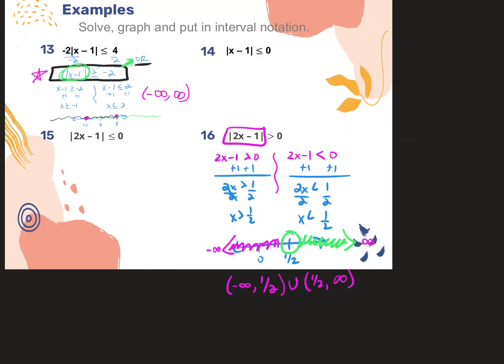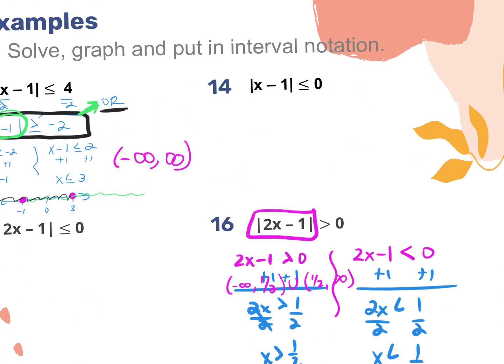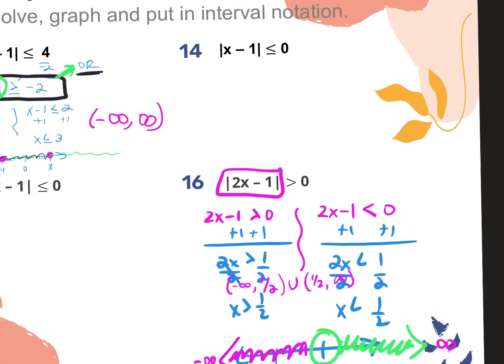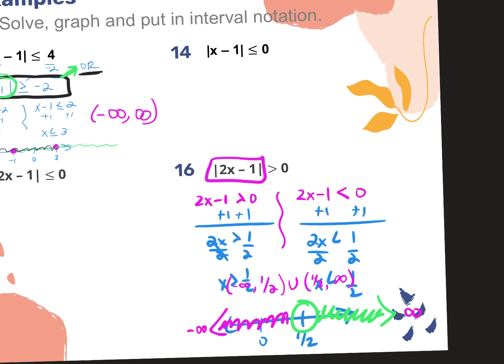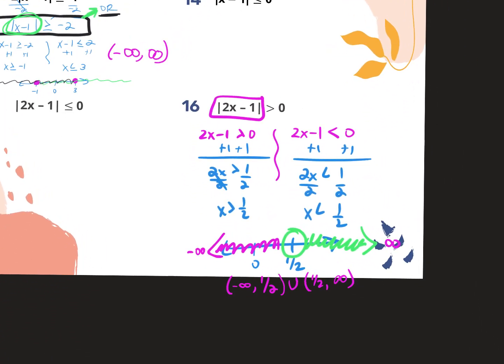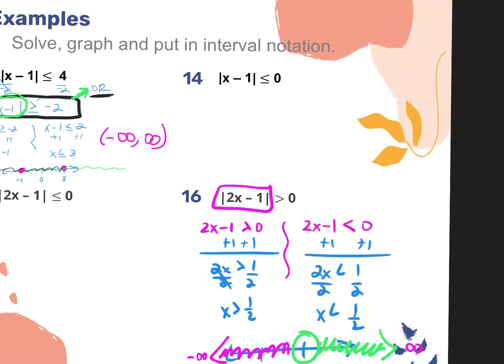Good question. Okay, let's go back to 14 and 15, because I did not get to those in class. I wanted to make sure I got that last one. So let's just do 14, 15, and then we'll be done for this.